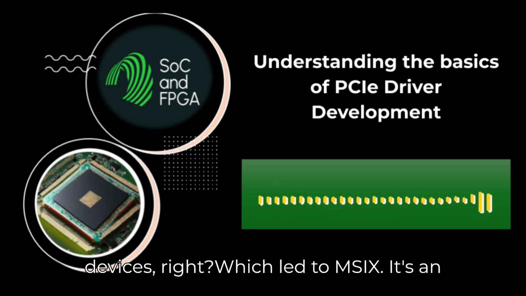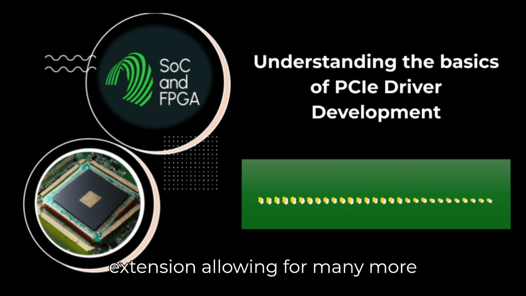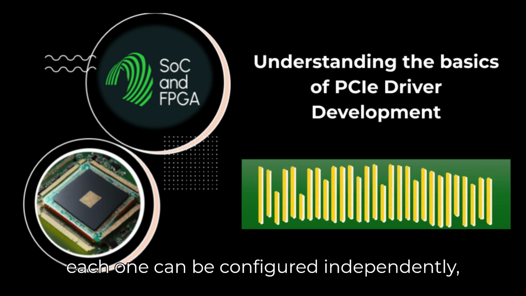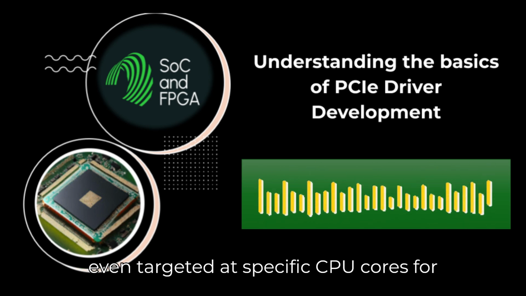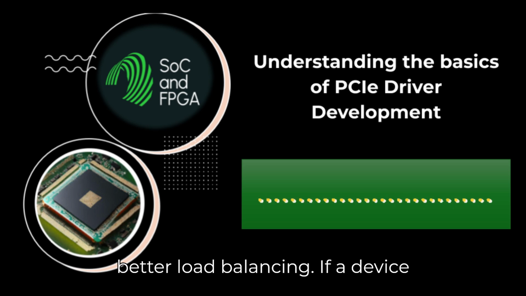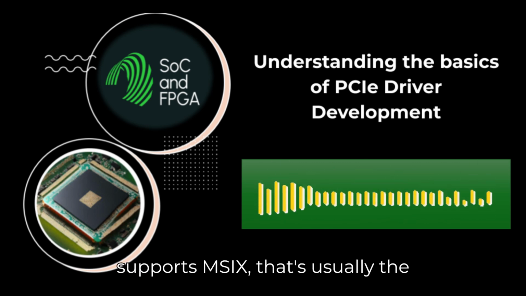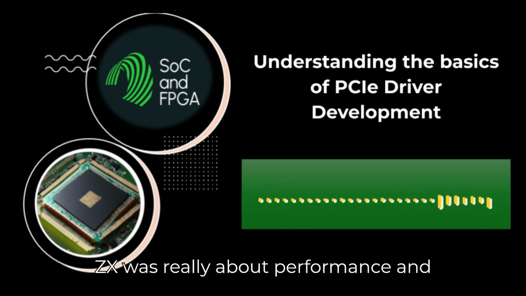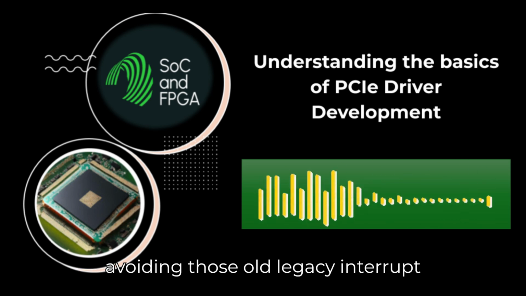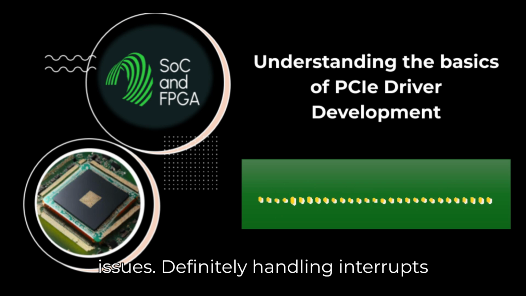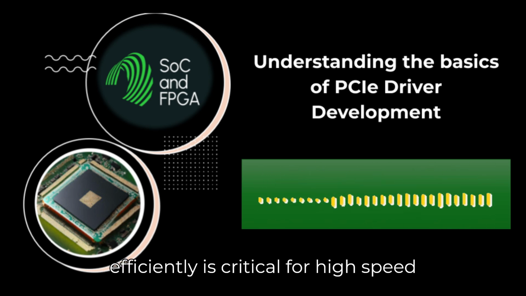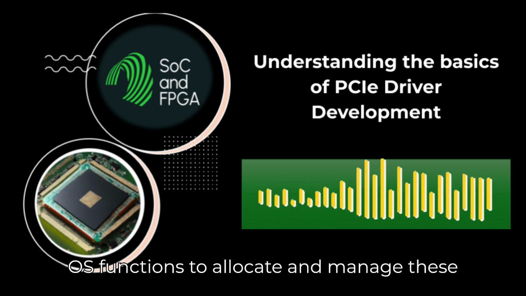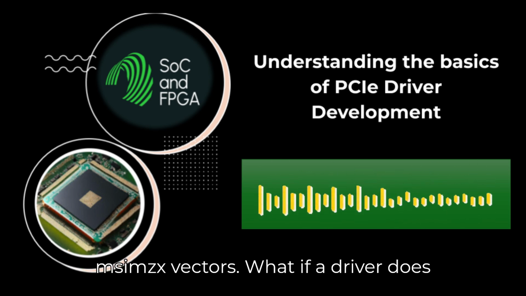Right, which led to MSI-X. It's an extension allowing for many more interrupts, potentially up to 2048, and each one can be configured independently, even targeted at specific CPU cores for better load balancing. If a device supports MSI-X, that's usually the preferred way to go. So the move to MSI-X was really about performance and avoiding those old legacy interrupt issues. Definitely. Handling interrupts efficiently is critical for high-speed PCIe devices. Modern drivers use OS functions to allocate and manage these MSI-X vectors.